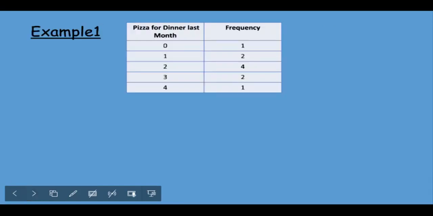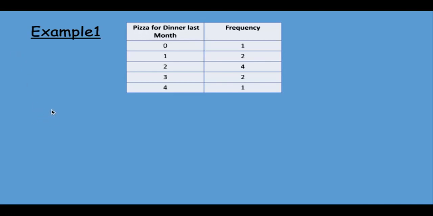So this is all a frequency table is. What I've done here is I've imagined I've asked 10 people how many times did they have pizza for their dinner last month, and one person didn't have it at all, 2 people had it once, 4 people had it twice, 2 people had it 3 times, and 1 person had it 4 times.